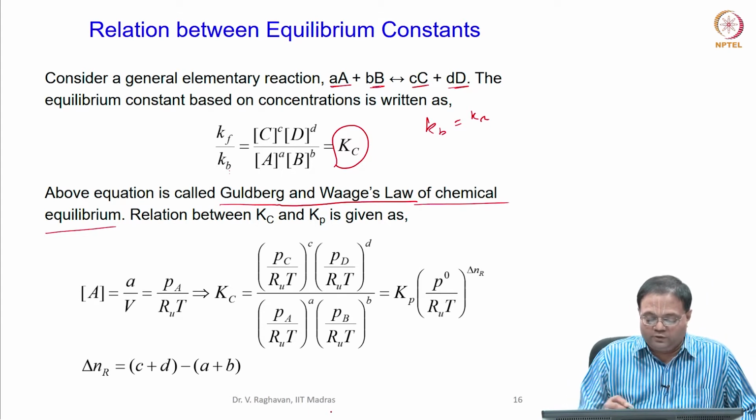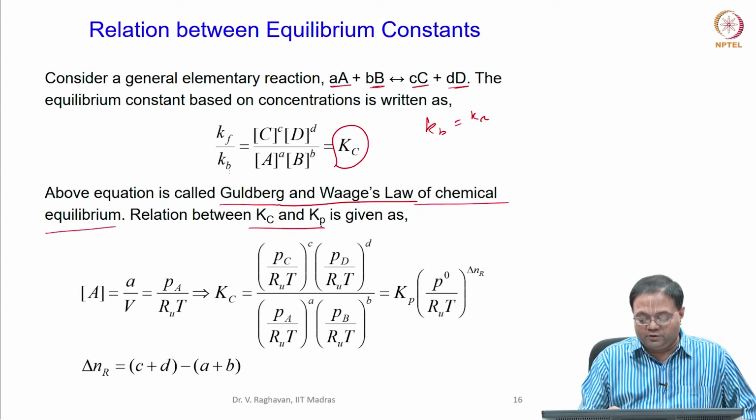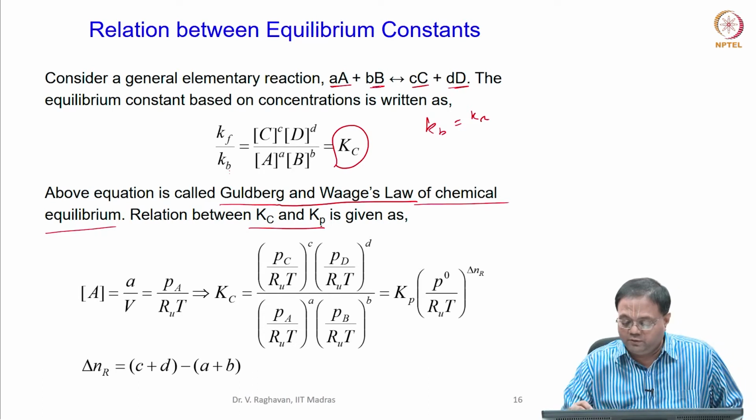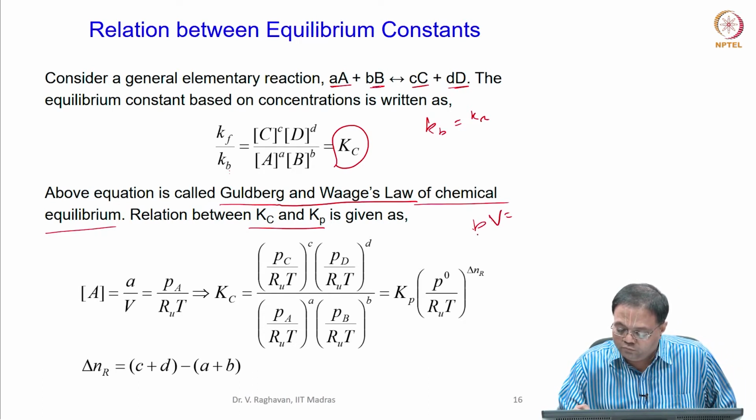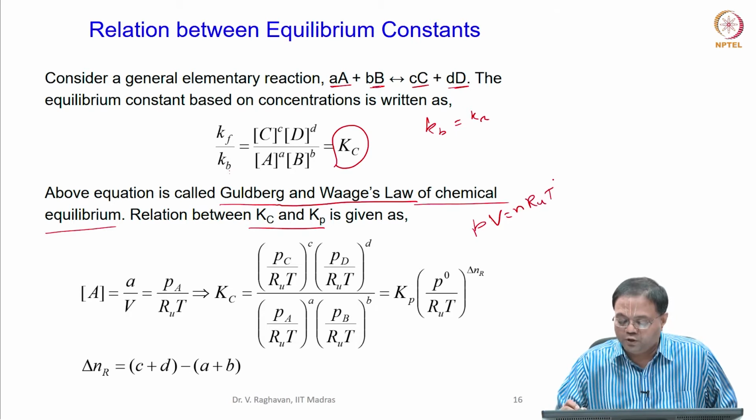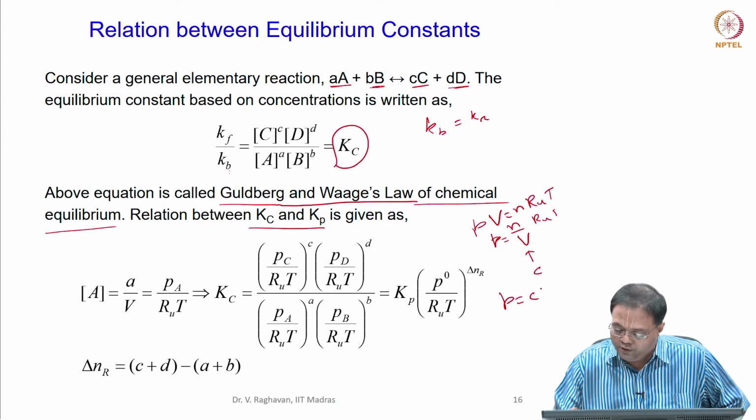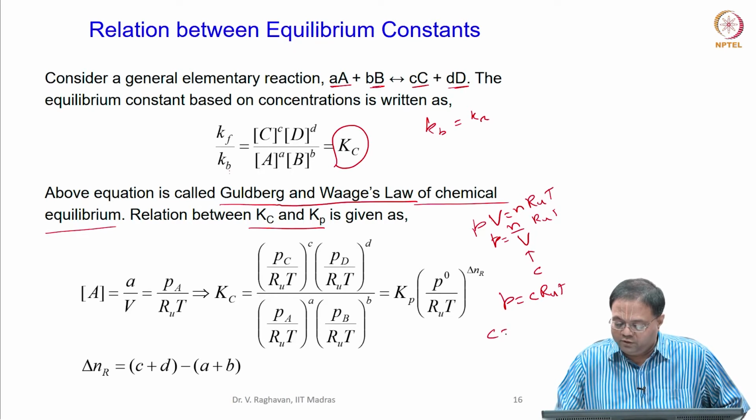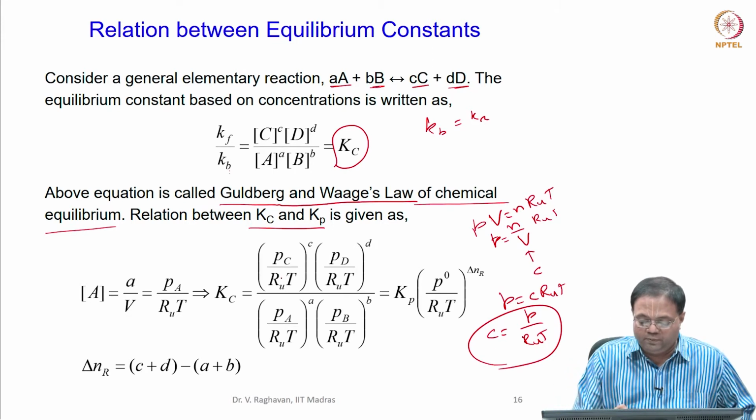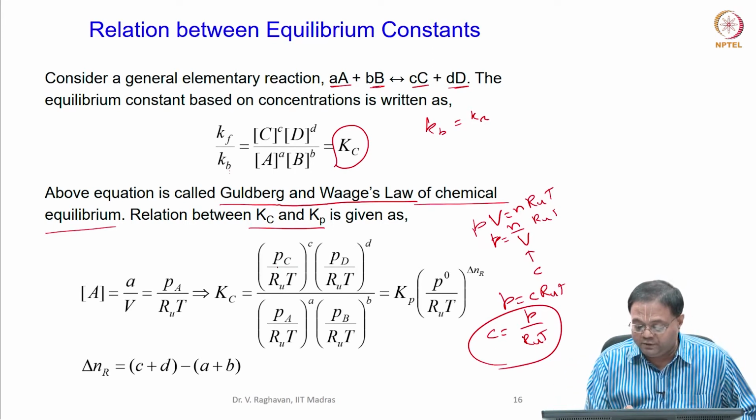Okay, now for the relation between Kp and Kc, let us try to write the partial pressures here. So what is concentration? PV equal to N RU times T. Concentration is N by V. So P equal to N by V into RUT, and this is the concentration C. So P equal to C RUT. So concentration will be equal to P by RU times T. So the concentration of any species, say C, is nothing but the partial pressure of C divided by RUT, power the stoichiometric coefficient of C. Similarly, write this for D and A and B.